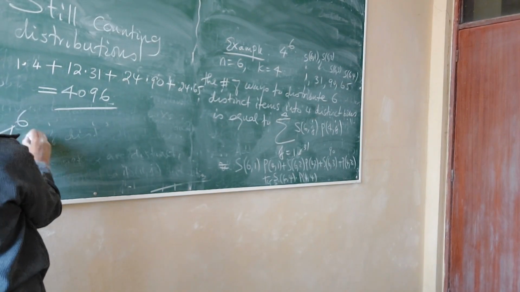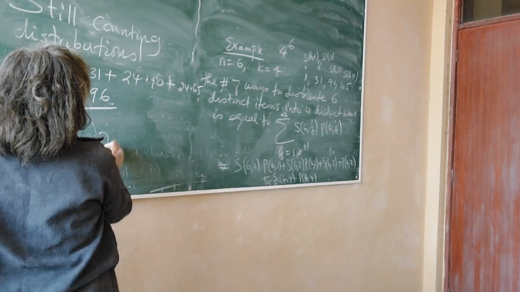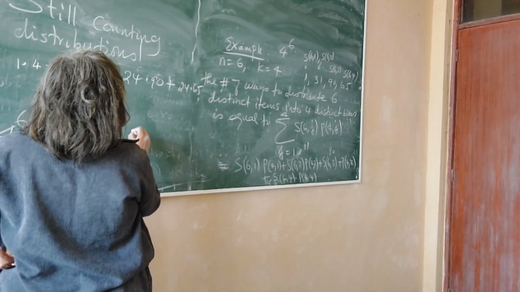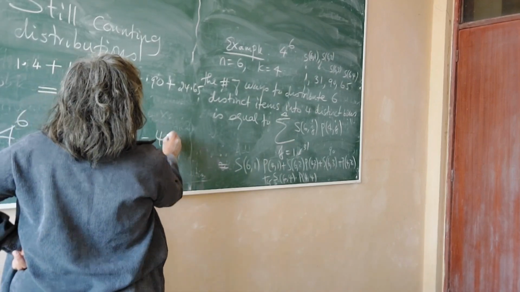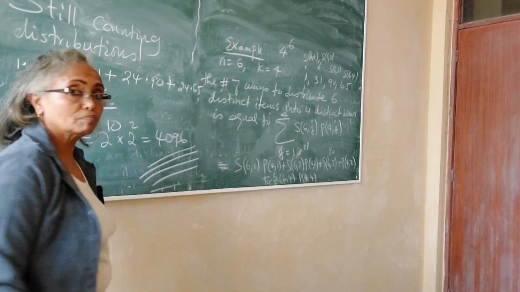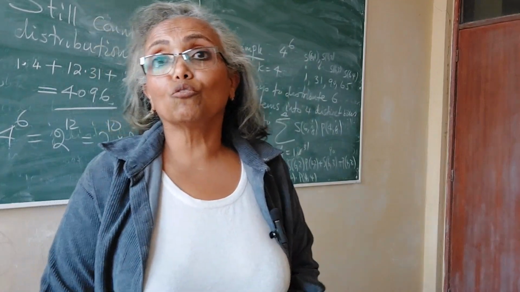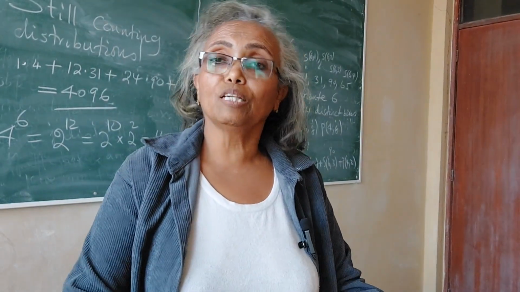4 to the power of 6 is simply 2 to the power of 12. You know that 2 to the power of 10 is 1024, times 2 squared, which is 4. 4 times 1024 is 4096. Okay? So, thank you for having followed the lesson, and see you next time.